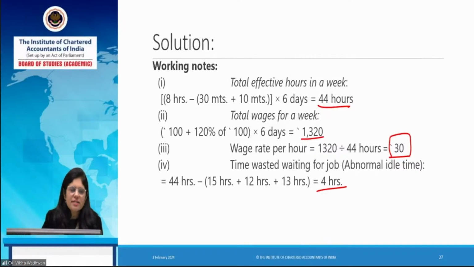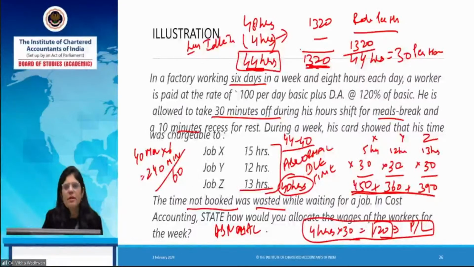Vijit, I have already explained 44 hours. Students, please pay attention. It's very difficult to explain again and again. I'm already explaining everything in much detail. All right. 48 hours were the total, 6 days into 8 hours. 48 hours is total. 40 minutes break every day, for 6 days, comes out to 4 hours. Please calculate.